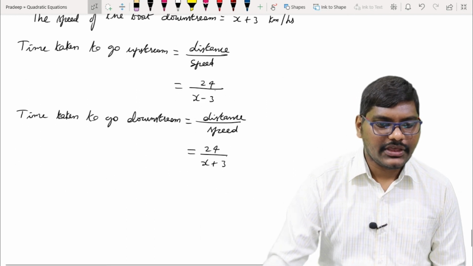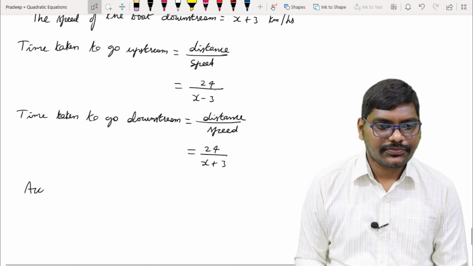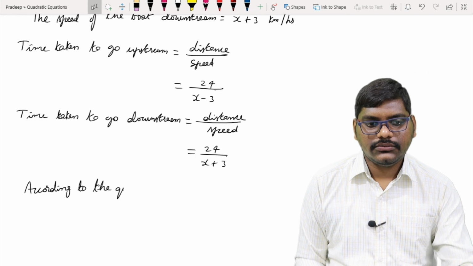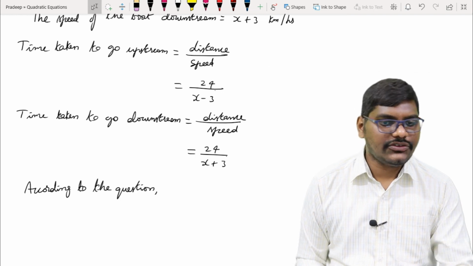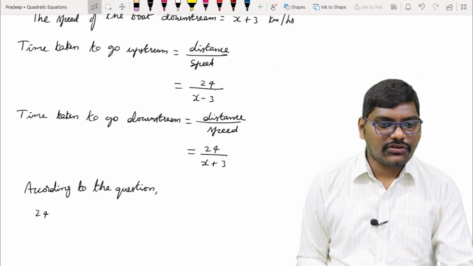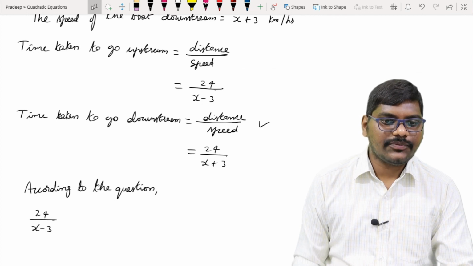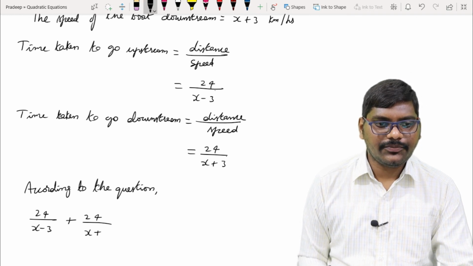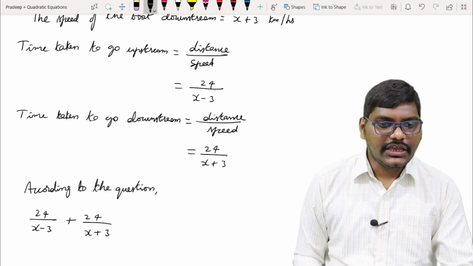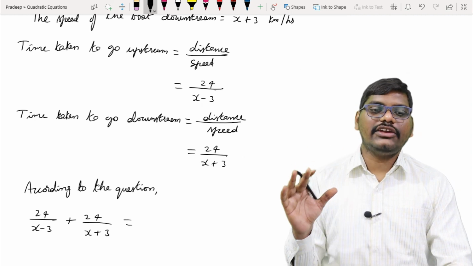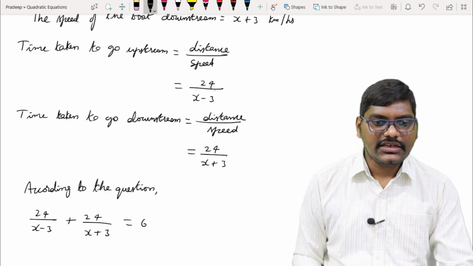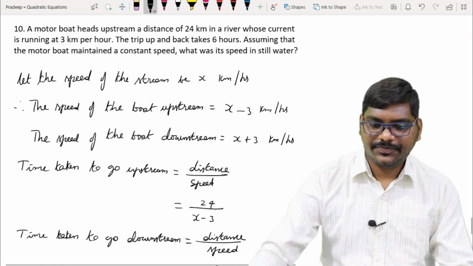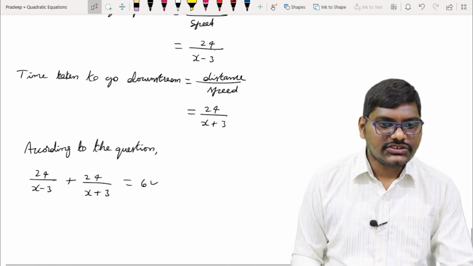According to the question, I can write this as: one is 24 by x minus 3, this is upstream. And the next thing is 24 by x plus 3, which is downstream. Equal to, for this upstream and downstream total, it happened in how much time? It happened in 6 hours. That was given. So we can write that is equal to 6.